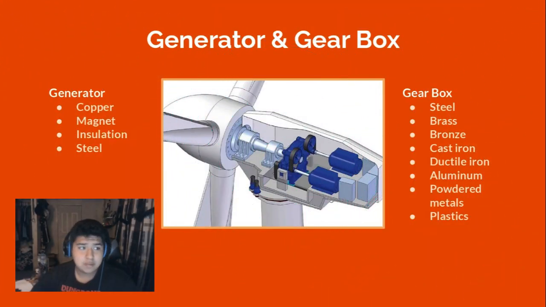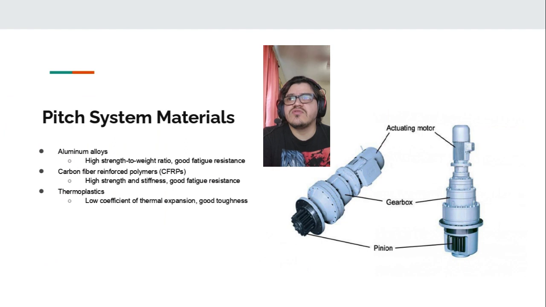So now let's talk about the material requirements for the generator and the gearbox. The generator's material requirements include copper, a magnet of some sorts that can be made out of certain items, insulation, and steel. For the gearbox, we would use something like steel, brass, bronze, cast iron, ductile iron, aluminum, powdered metals, or even plastics. The materials chosen for the pitch system would be aluminum alloys, carbon fiber reinforced polymers, and thermoplastic.